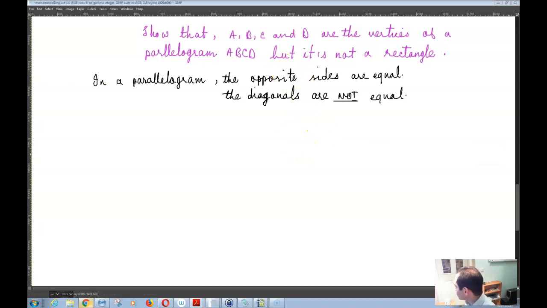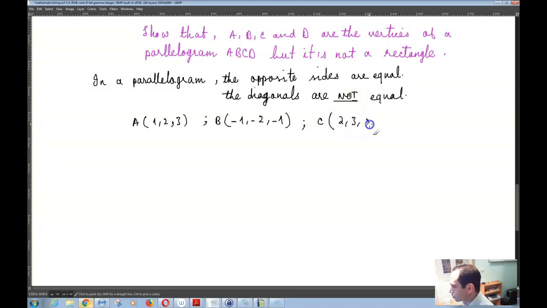The points that we have are A, which is (1, 2, 3). We have B over here, which is (-1, -2, -1). We have C, which is (2, 3, 2), and we have D, which is (4, 7, 6).